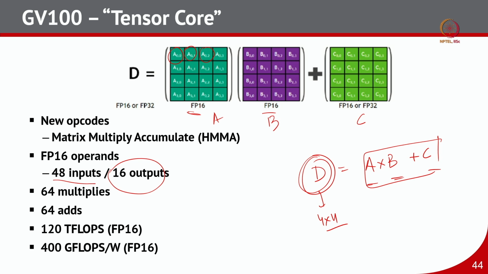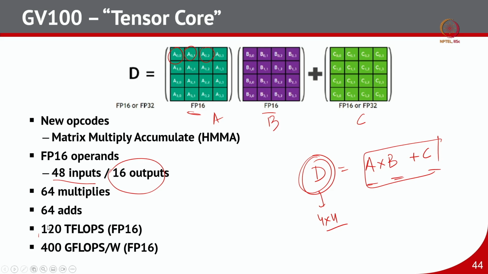So in total, this particular tensor core has a throughput of 120 teraflops per second, which is really high. Teraflop means, flop stands for floating point operations. Okay, and then the performance per watt is 400 gigaflops per watt, meaning by consuming 1 watt of power, it can perform 400 giga floating point operations. Okay, which is quite impressive.